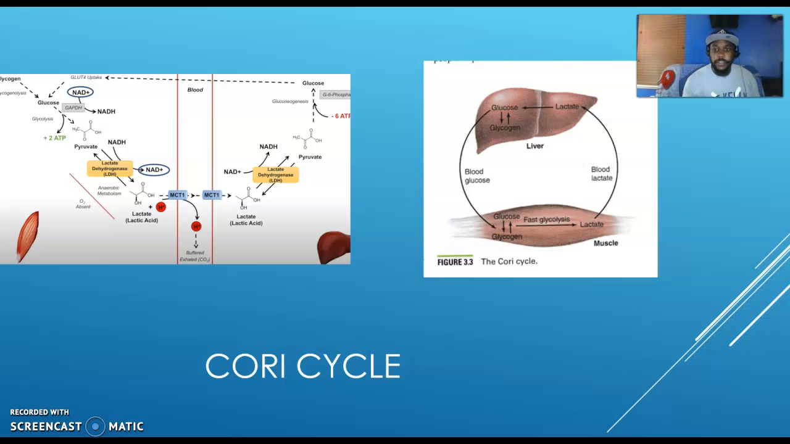As you can see, here's a simple breakdown with just the muscle, the blood lactate, and blood glucose. And here's a more in-depth breakdown, showing which enzymes are working: the LDH, and GAPDH, another enzyme that's more on the glycolysis side, and the blood.